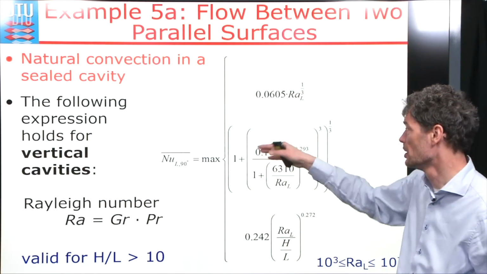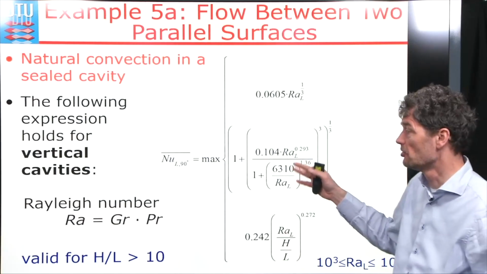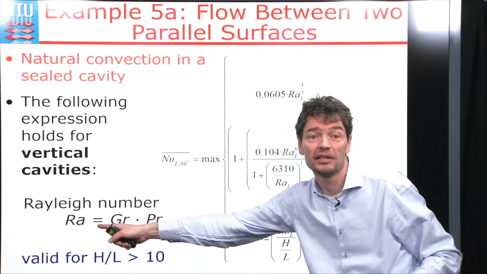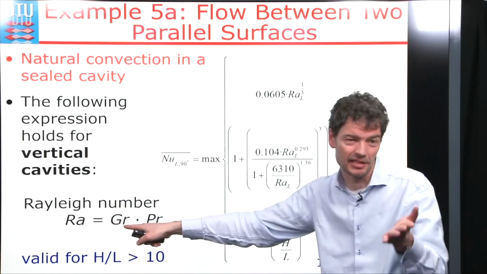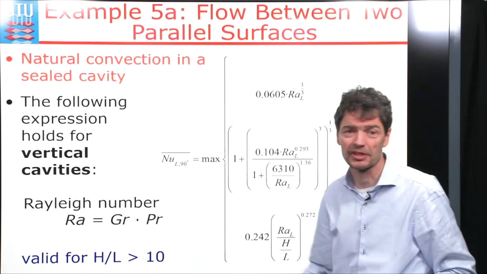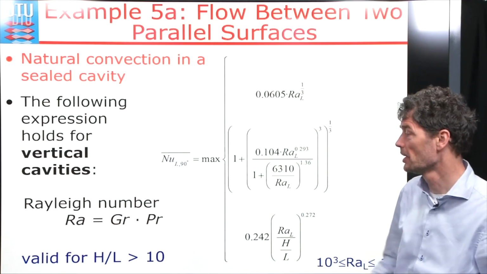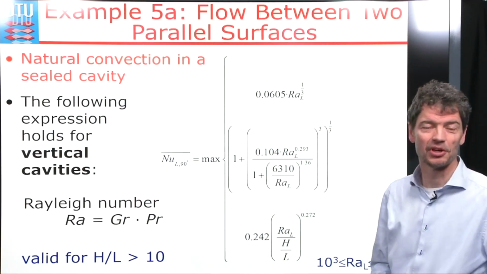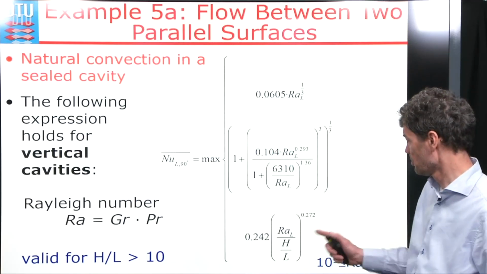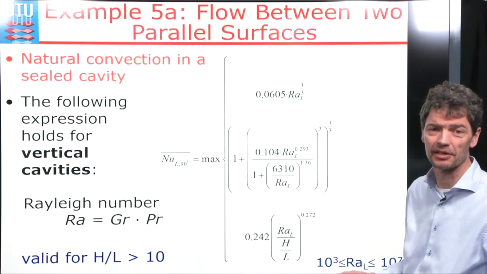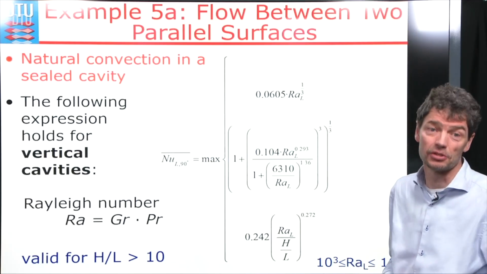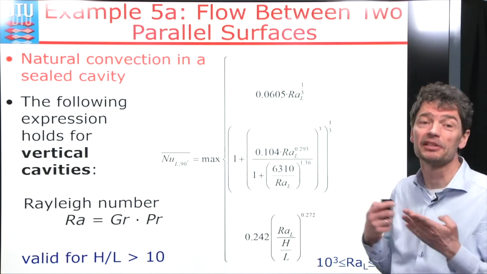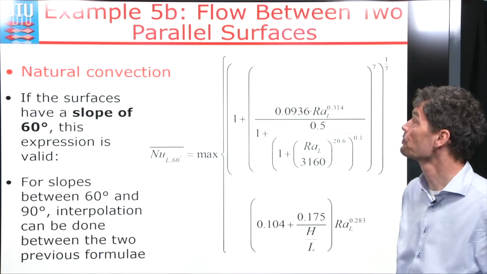So that's something you can, again, insert the relevant numbers, but here you have to calculate the Rayleigh number, as you've seen previously, as a product of the Grashof number and the Prandtl number. And there's a certain range of validity for this formula. But that's something that you can calculate. And that's, again, just to identify the case you have and then just make the calculation.